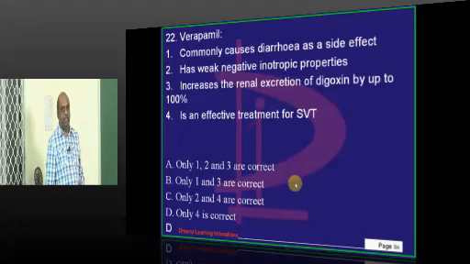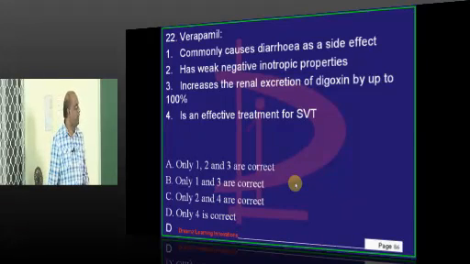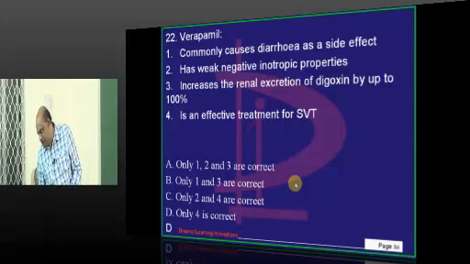Relatively it is much safer than the other calcium channel blockers when it comes to negative inotropicity. Probably 2 also can be included. 2 and 4 can be a relatively correct answer. That's right.